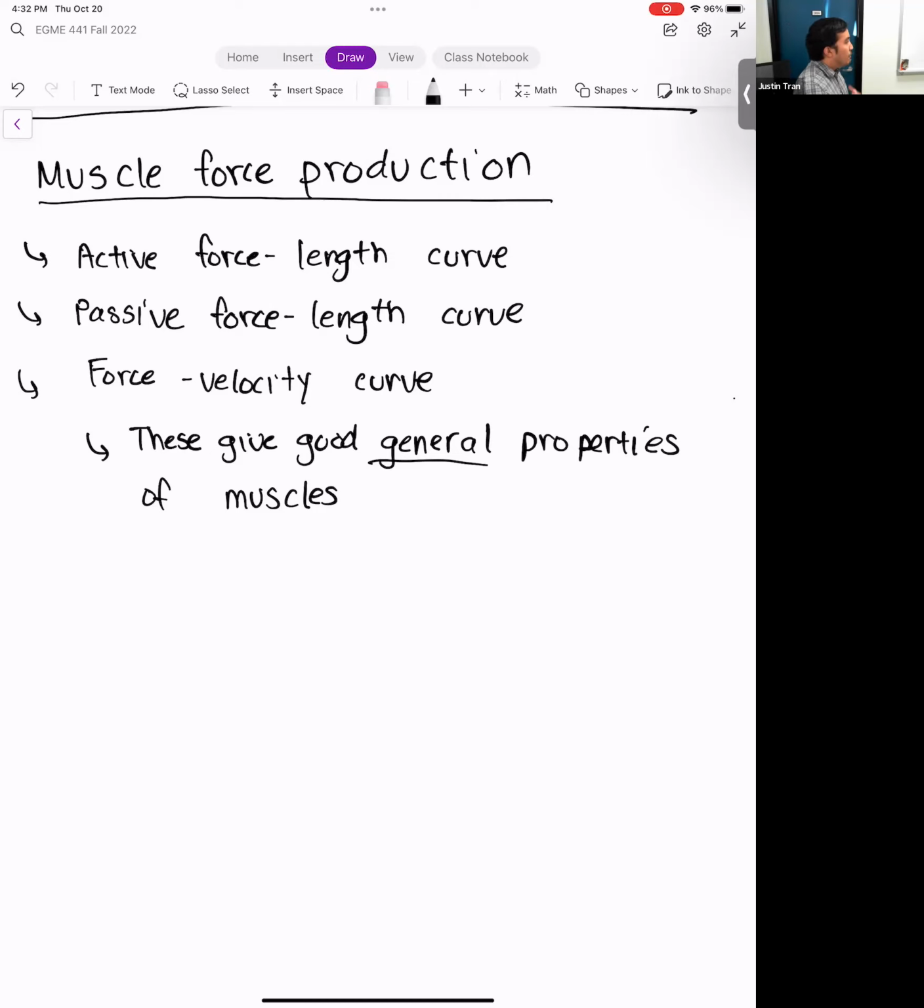But a lot of times, when we're doing calculations and biomechanical analysis, we're more interested in how much force this specific muscle can output. We have the curve, which is great, but if I want to look at my biceps muscle and know exactly how much force it can output, these curves are not really that useful because they only give general properties. And so to make this information specific to particular muscles, you have to input some additional parameters.